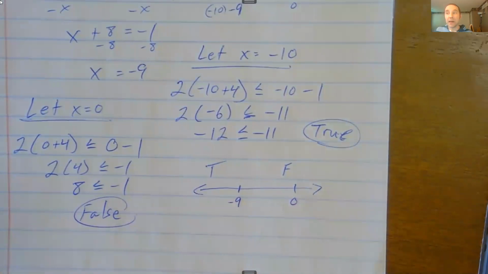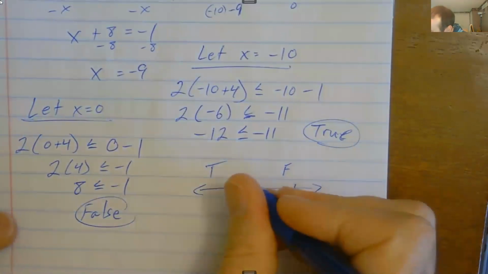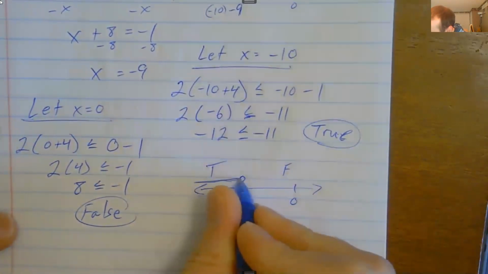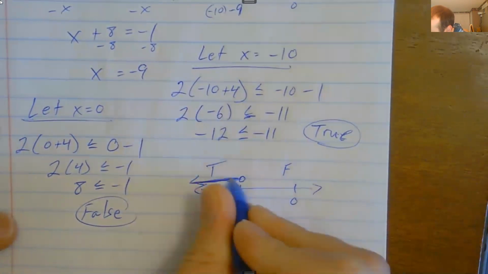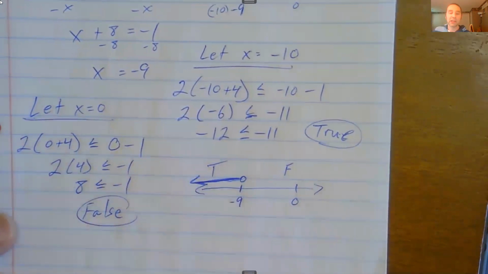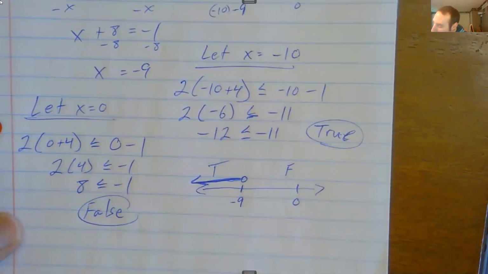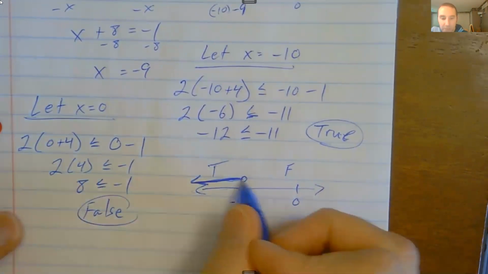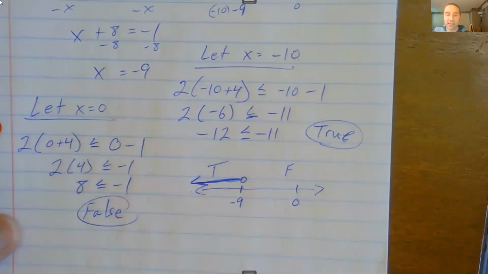And so to indicate that, we didn't really go over this in the previous video, we are going to shade in everything. We're going to draw this arrow to indicate that everything to the left of negative 9 works. Some people like drawing it on the actual number line itself. I like drawing it right above it. It's a little easier to see, but that's up to you.